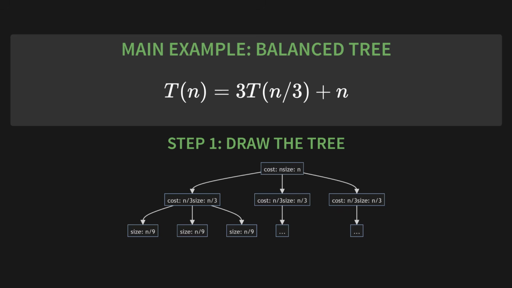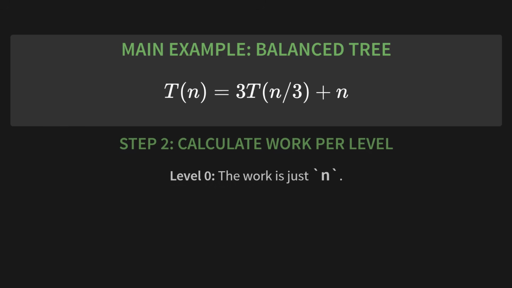Step 1: Draw the tree. We're going to visualize this. At the very top, our root node has a cost of n for a problem of size n. This node then splits into 3 children. Each child works on a problem of size n over 3, so their cost is n over 3. And each of those children splits into 3 more, and so on. It branches out really fast.